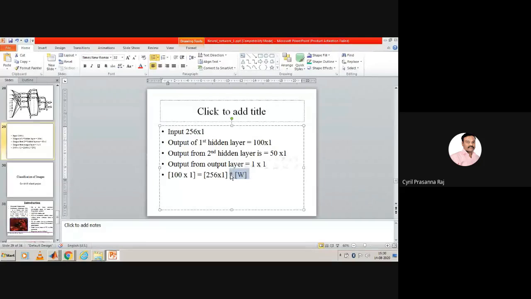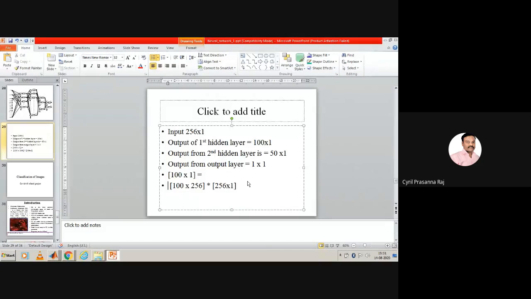I'll shift this W to the left hand side. If you multiply, you should know that you have to match the rows and columns. So the weight matrix will be of size 100 cross 256, so that the number of columns equals the number of rows. When you multiply the weight matrix of 100 cross 256 with 256 cross 1, the columns and rows match, so the output is going to be 100 cross 1.